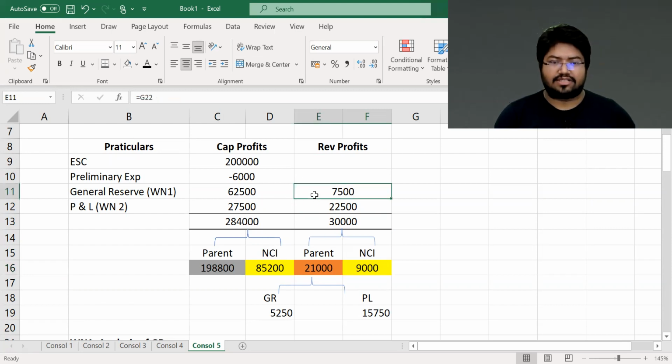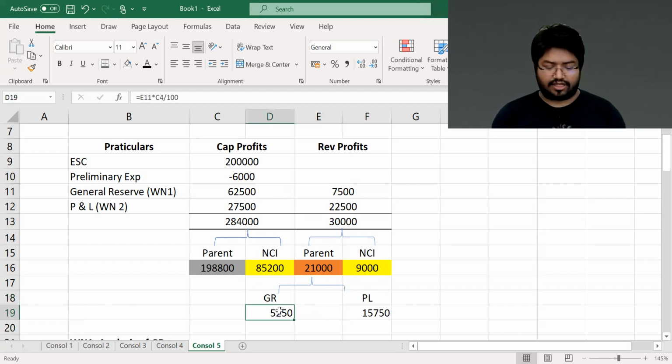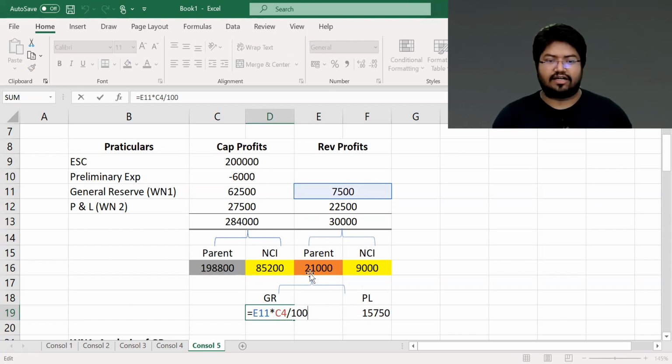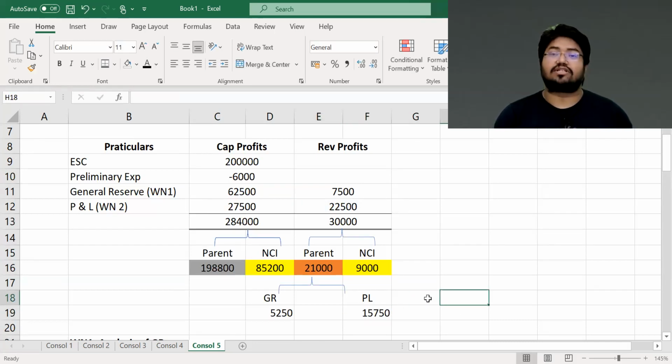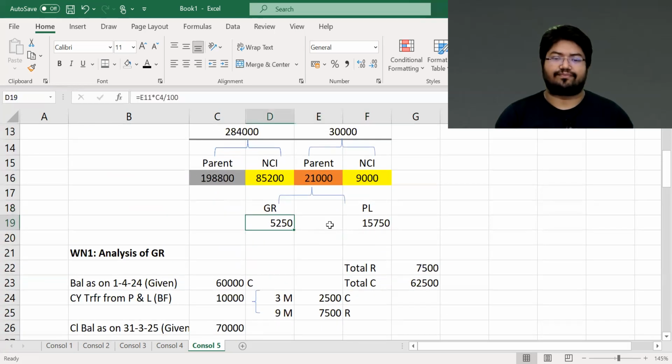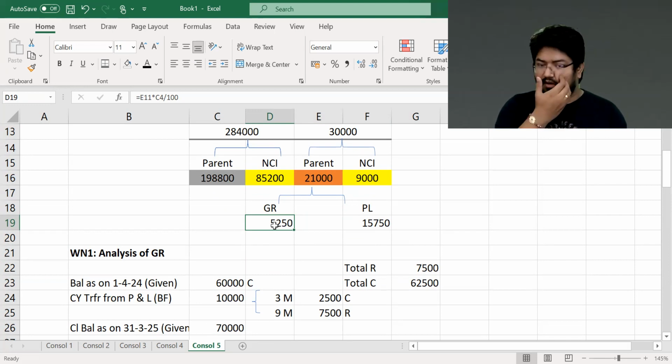Since we have two categories of reserves, I'm supposed to further split this 21,000 into general reserve and P&L for my step 4 purpose. So general reserve is going to be 7,500 into 70%. P&L is going to be 22,500 into 70%, which comes to 15,750. Is that done till here? Yes, sir. So if you're done till here, we will move forward.